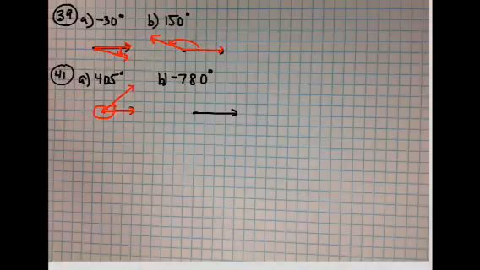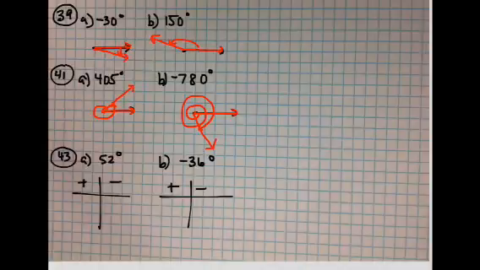Okay, and then negative 780, again, this is the 0. And it's negative 360 twice, that's 720. So it's going to go 2 times around, so that's negative 360, negative 720, and then 60 more, so about here somewhere. And there's the angle. So 43, we're back to coterminals, but this time it's in degrees.